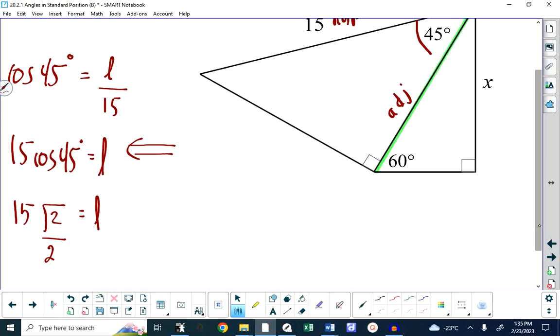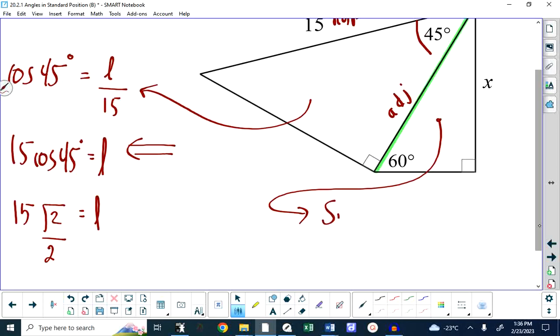And the answer is, you have to figure out the exact value of the trigonometric ratio. So that's that green side. Now let's focus our attention on this triangle, where I have the 60 degrees, x is opposite. That number we just found is the hypotenuse, so I can use sine of the 60 degrees equals opposite over the hypotenuse.